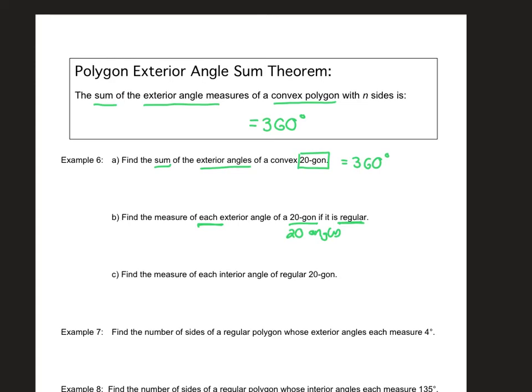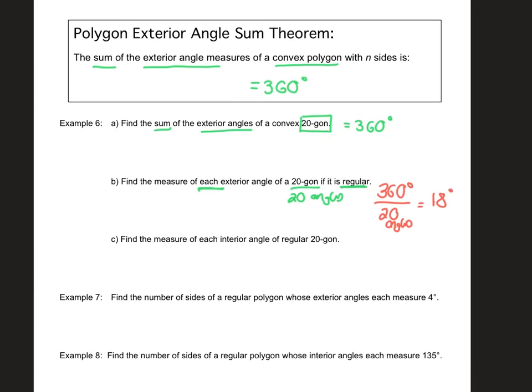So to find the measure of one of those exterior angles, we're going to take our sum of 360 degrees, divide it by the 20 angles that are all equal to each other, and 360 divided by 20 is 18 degrees. Therefore, each exterior angle is 18 degrees. Now, in our last question here, we're going to go back and find the measure of each interior angle in a 20-gon.